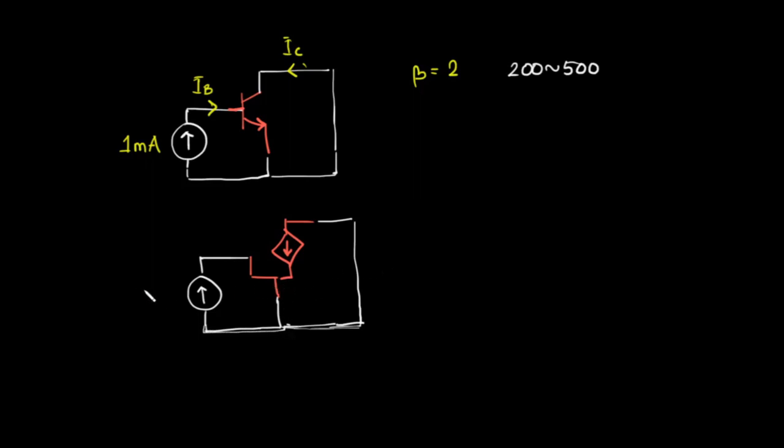So if I apply a 1 milliampere current at the input, what will happen? Well, you might say, sir, since the value of beta is 2 and my input current is 1 milliampere, my output current will be 2 milliampere. 1 times 2 is 2 milliampere. But this will not happen.